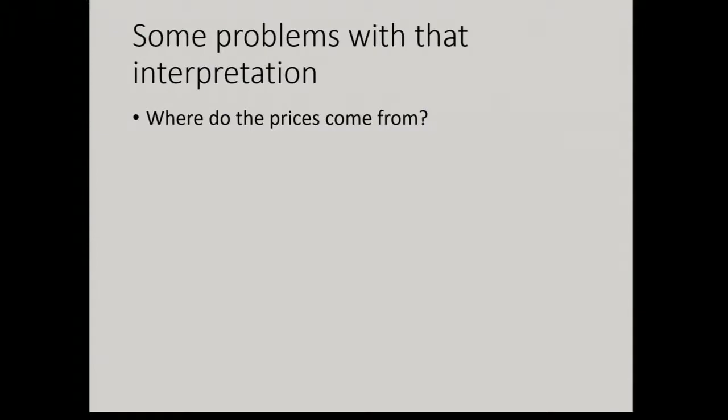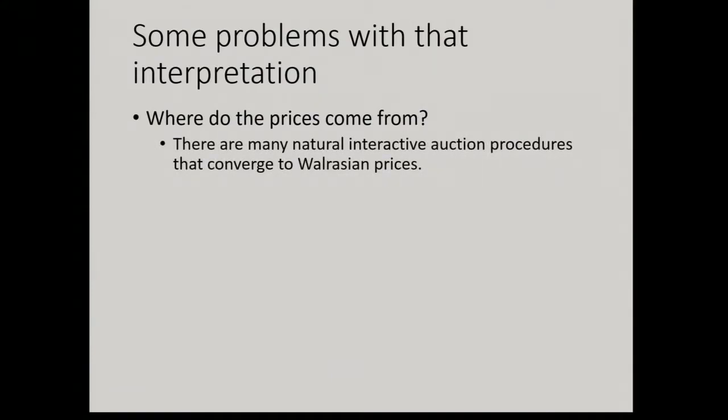Okay, so here's the second problem. Where do the prices come from? And as Ilya pointed out, we do have stories for this. There are ascending price auction dynamics that converge to these prices. And in fact, if you participate in these dynamics, they also solve the coordination problem for you. They're ascending price auctions, and the bundle of goods you're supposed to get is the last bundle you bid on.